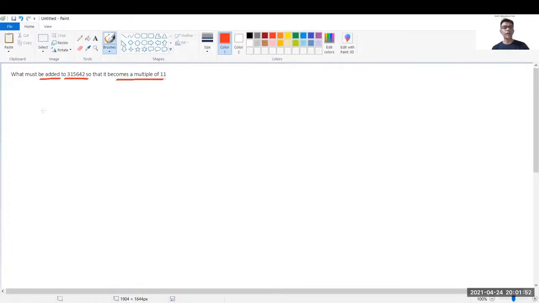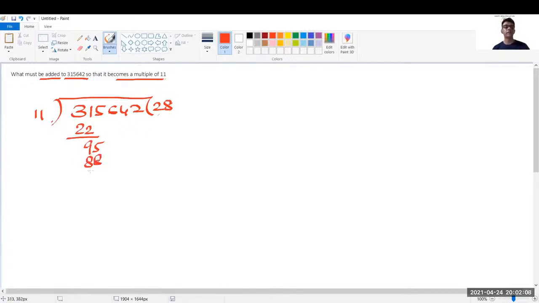Now, to do this, all I have to do is take 315642 and divide it by 11. As simple as that, guys. Okay. So if I do that, 11 2s are 22, 9, 95, 11 8s are 88, 7, 76, 6 are 66, 10, 104, 9s are 99, 5, 52, right? 52, so 4s are 44. So the remainder is 8.